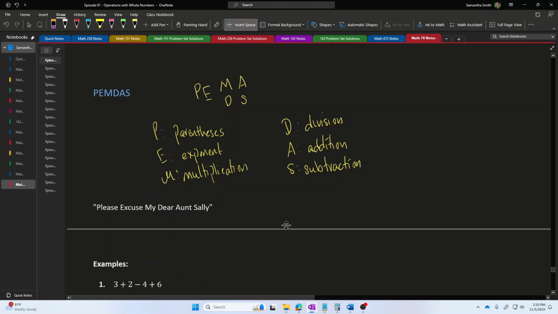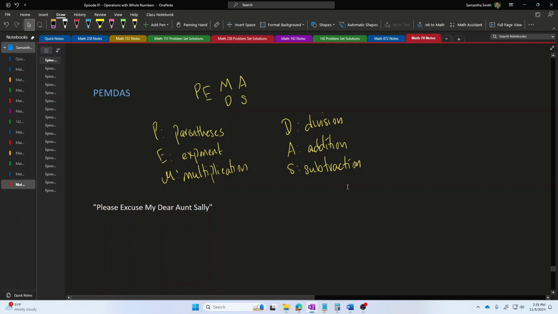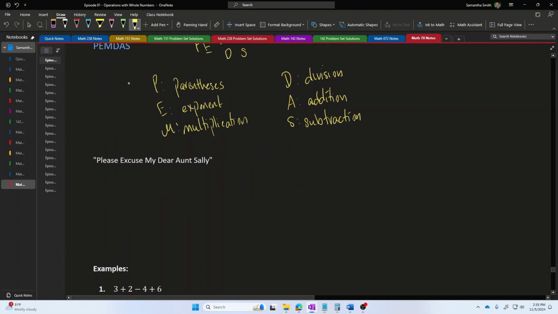What PEMDAS is saying is that if you're dealing with a calculation that has a bunch of different operations in it, the very first thing that you do is you complete any operations that are inside parentheses.